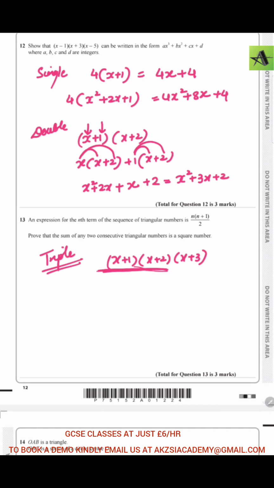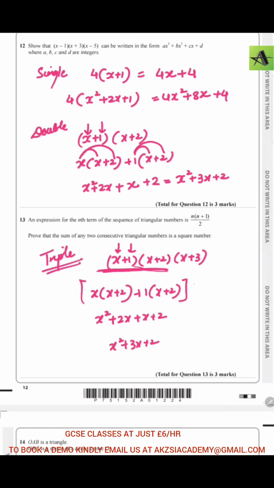And now again the same concept, that every term of the first bracket will be multiplied with the second bracket. So x will be multiplied with x plus 2 and 1 will be multiplied with x plus 2. This will give you x squared plus 2x plus x plus 2, which is x squared plus 3x plus 2. But do remember, still there is a third bracket running all the way together. So once you have simplified the 2 brackets, you do have one more bracket, so expand it.